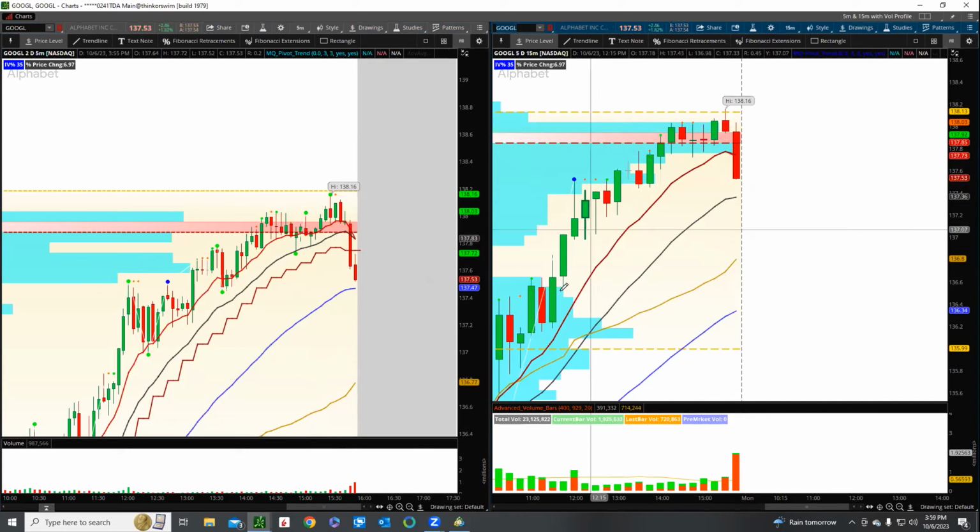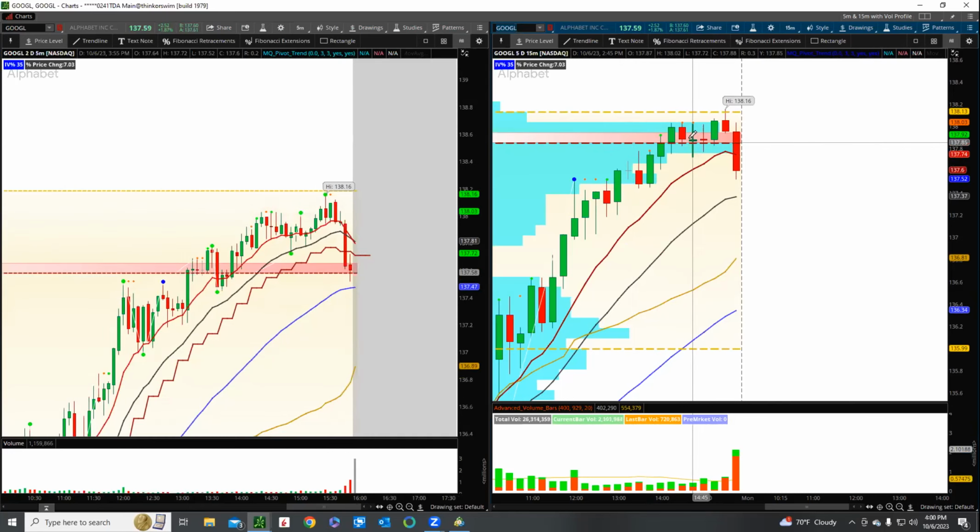All through this move here, the closes were higher, right? None of the 15-minute candles here had a close below them. Even here, well, technically I guess that is, but we didn't get a close below the low of that candle. We got a close below the body.